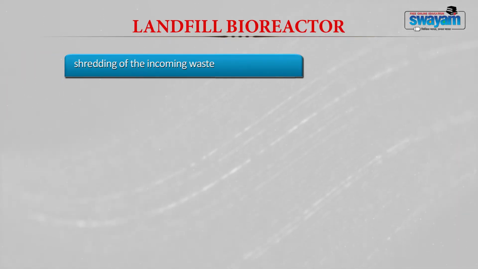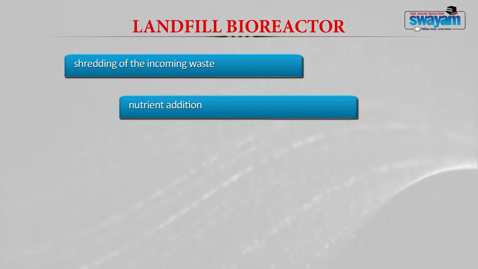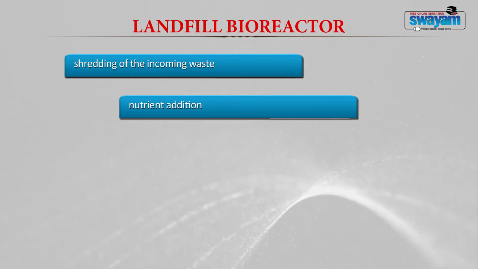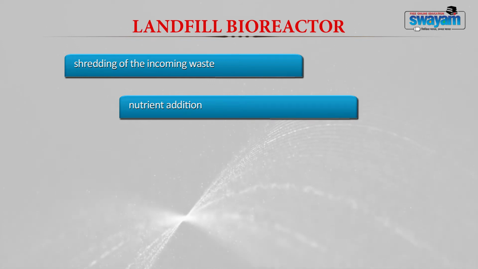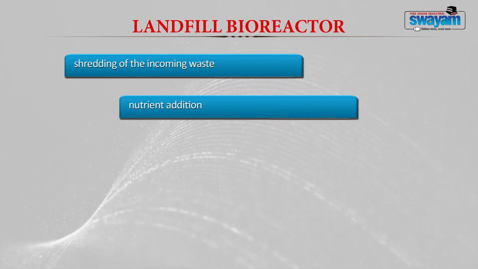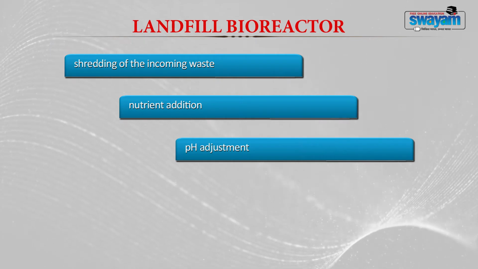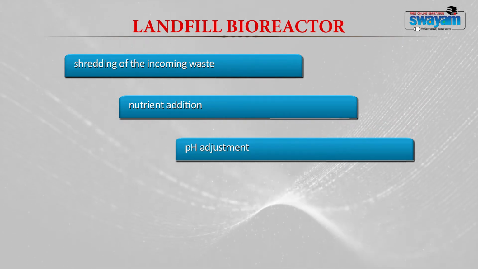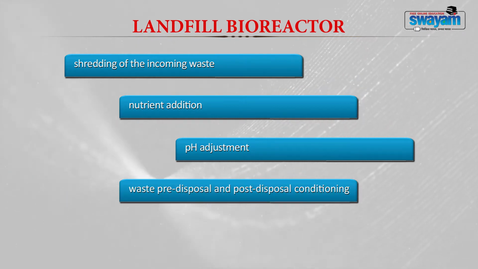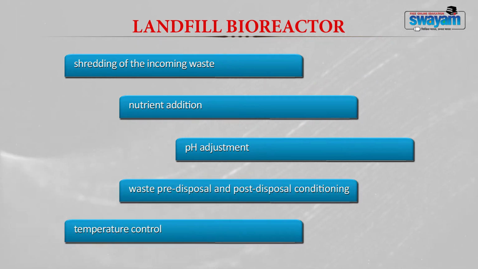For example, if the waste being loaded is shredded into uniform size, that will accelerate the rate of degradation. So, shredding of incoming waste is one factor. The other one is nutrient addition. Sometimes the rate of degradation is limited due to the absence of certain nutrients like nitrogen. You can supplement with nutrients and then the waste degradation can be fastened. Then pH adjustment will also help in speeding up waste degradation. Waste predisposal and post-disposal conditioning and temperature control also facilitate faster degradation within a landfill bioreactor.